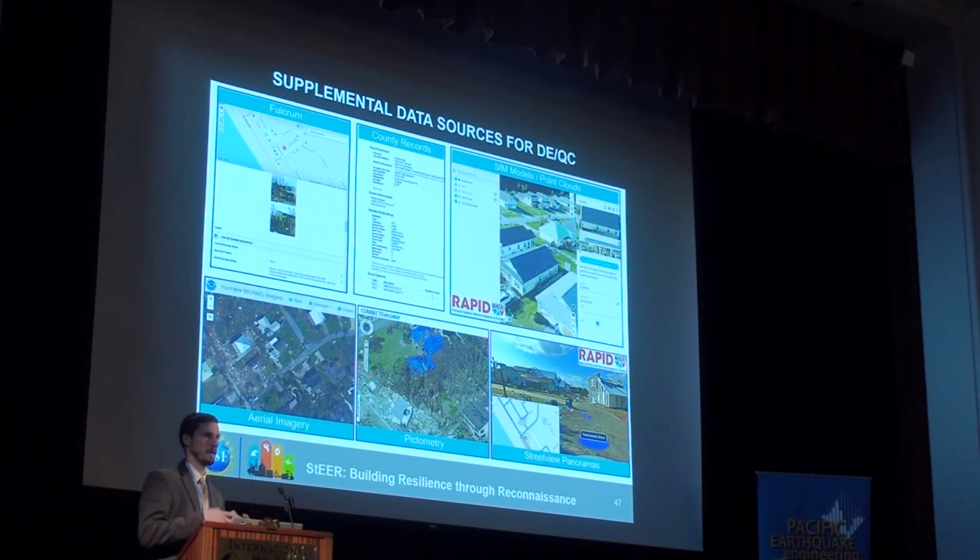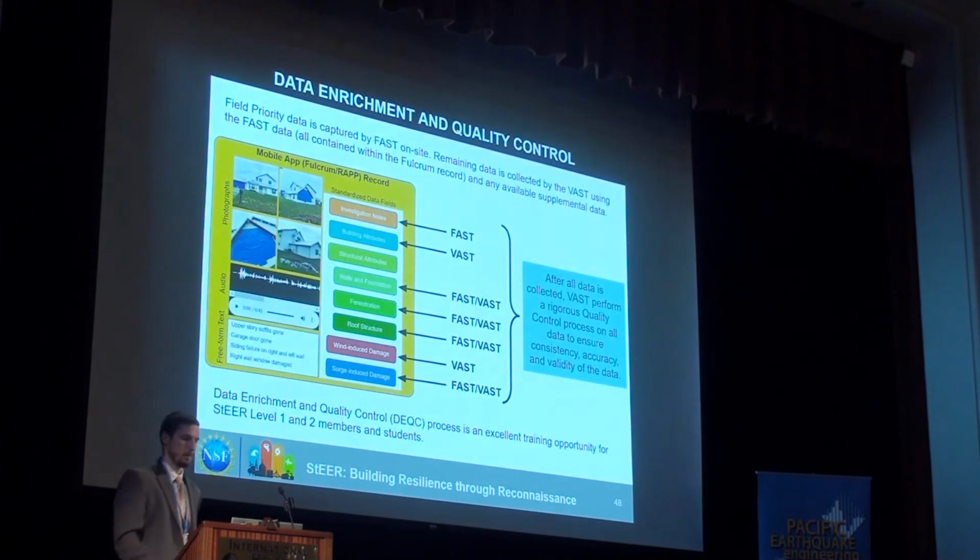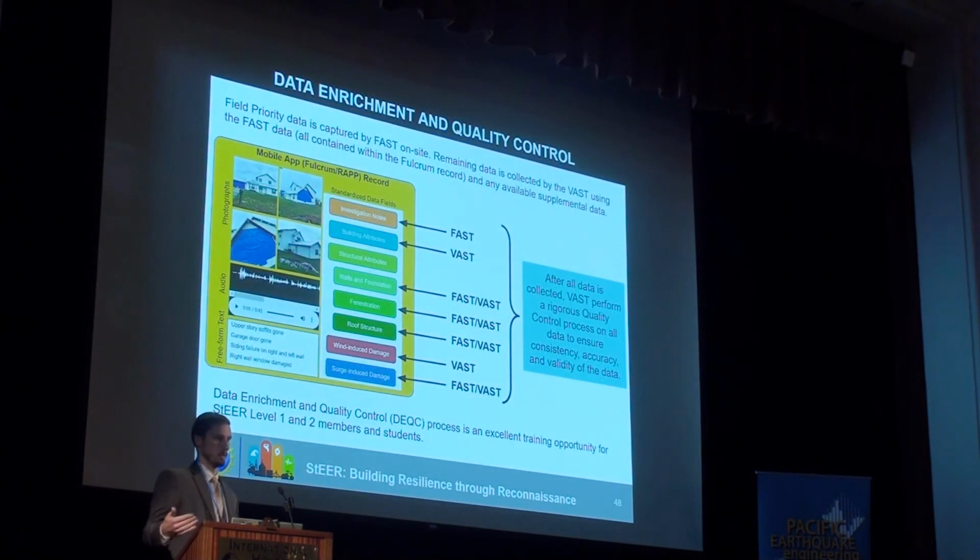Okay, so there's a certain amount of enrichment that needs to happen, and this comes to being able to take these supplemental data sources, extract information from those, and again, aggregate all this data into a single record that is more useful ultimately to the structural engineering community and beyond. So that's what we call this data enrichment and quality control approach.